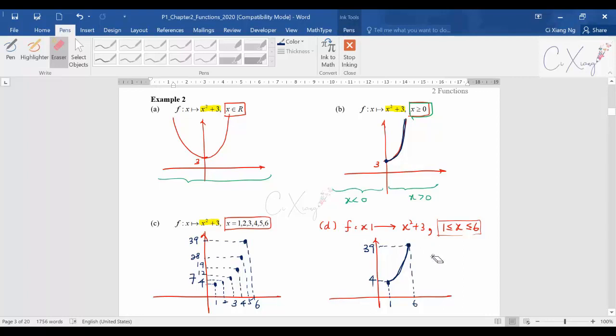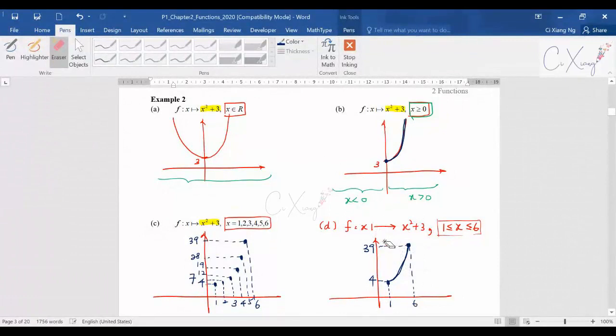Okay, and again, for this part D, I want you to compare it with part C. Can you see the difference or not? This one is 1, 2, 3, 4, 5, 6. Therefore, your final graph got only 6 points here. And then for this one, it is given in the interval. Therefore, when you sketch a graph, it should be the whole line.